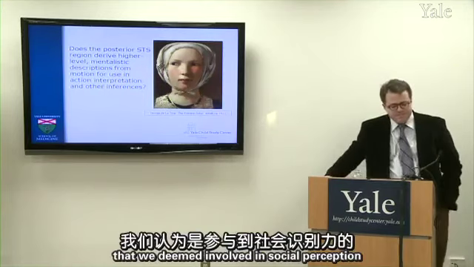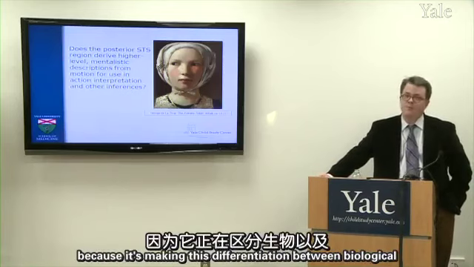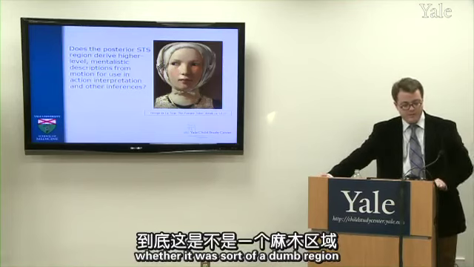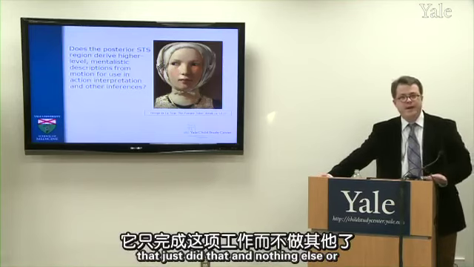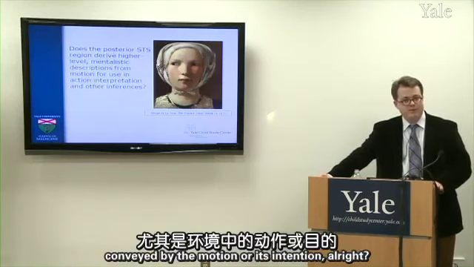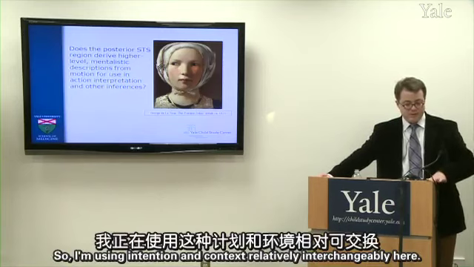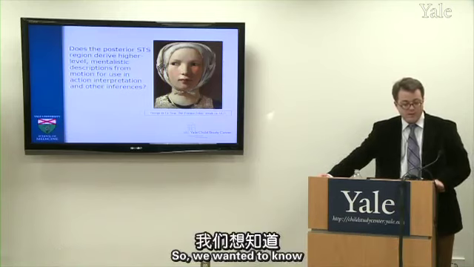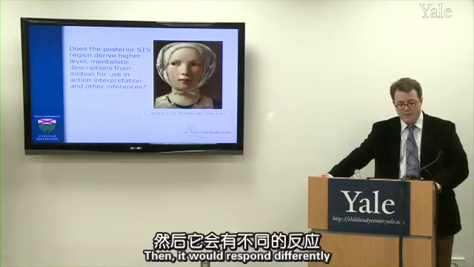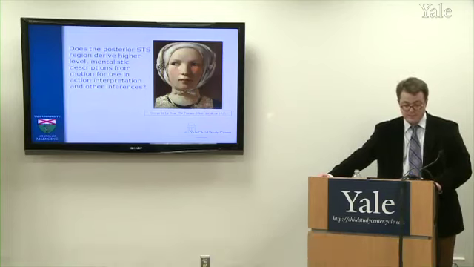So we had a brain region that we deemed involved in social perception because it's making this differentiation between biological and non-biological motion. But what we didn't know was whether it was a dumb region that just did that and nothing else, or if it would be sensitive to the context conveyed by the motion, or its intention, right? And so I'm using intention and context relatively interchangeably here. So we wanted to know if it's sensitive to the intention conveyed, the goal, another word for that, then it would respond differently if we were to manipulate that aspect of the stimulus presentation.